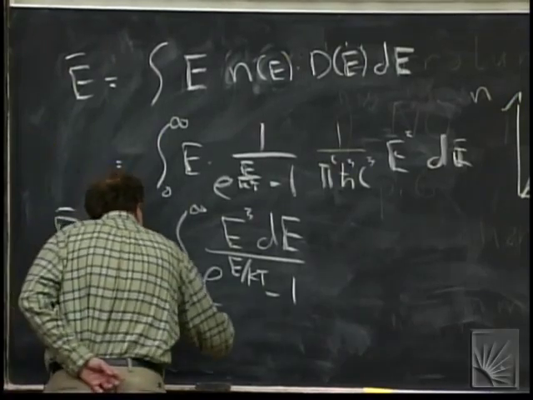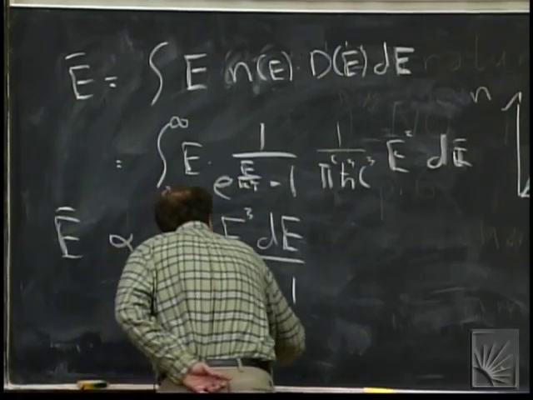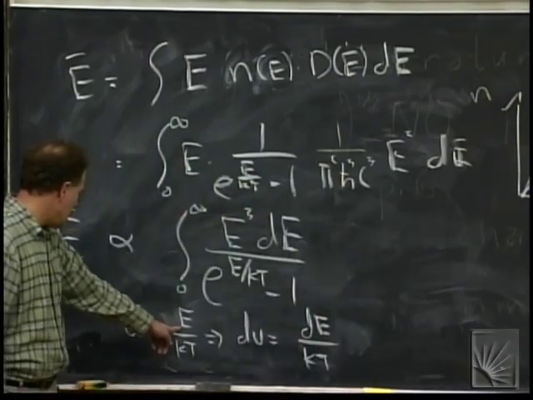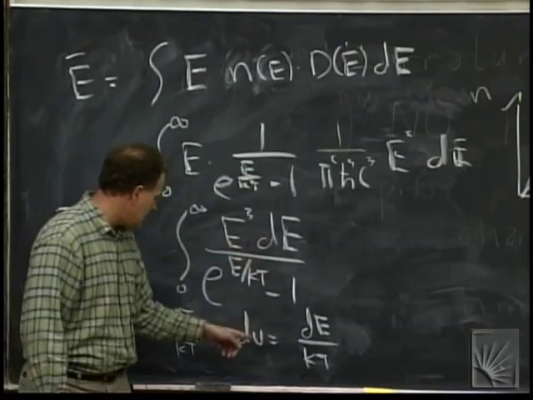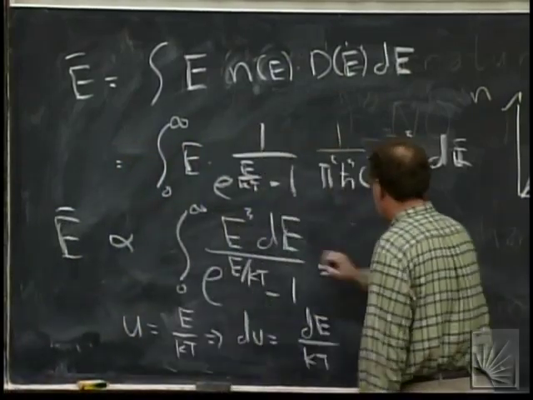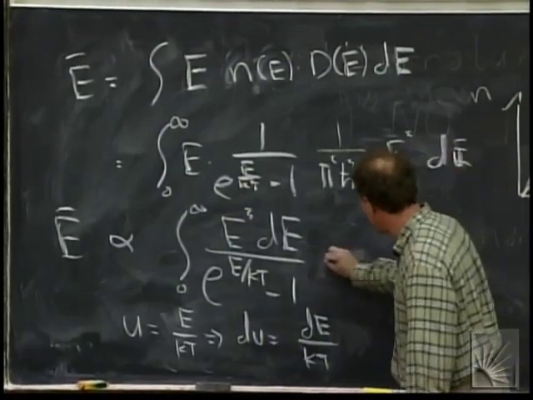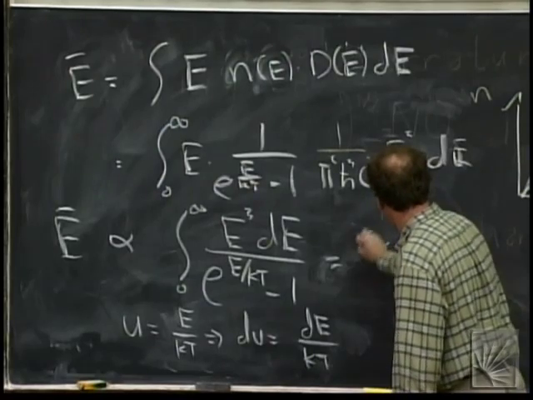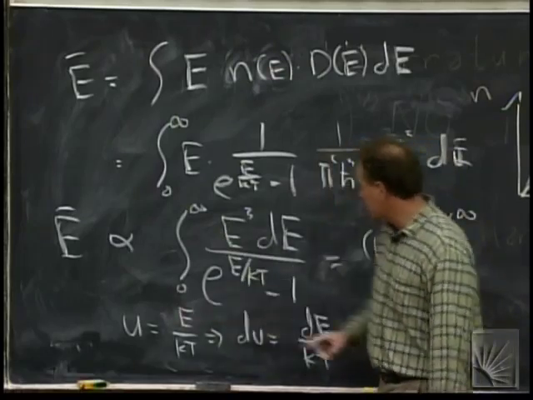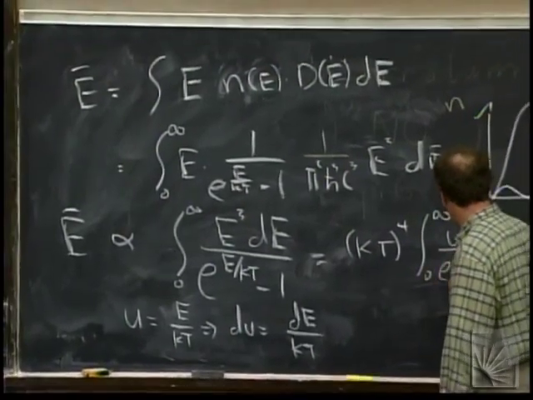So I'm going to say u is energy over kT, and therefore du equals dE over kT. So where I see E, I'm going to write u kT, and where I see dE, I'm going to write du kT. And this integral becomes proportional to kT to the 4th, integral 0 to infinity. If E is infinity, u is still infinity. u cubed du over e to the u minus 1.